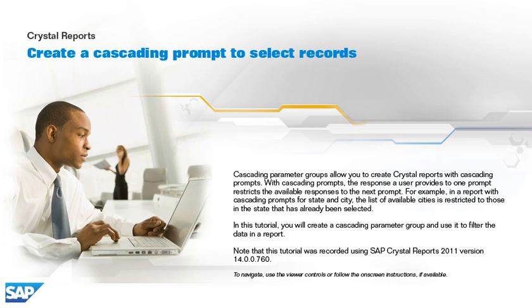In this tutorial, you will create a cascading parameter group and use it to filter the data in a report. Note that this tutorial was recorded using SAP Crystal Reports 2011, version 14.0.0.760. To navigate, use the viewer controls or follow the on-screen instructions, if available.